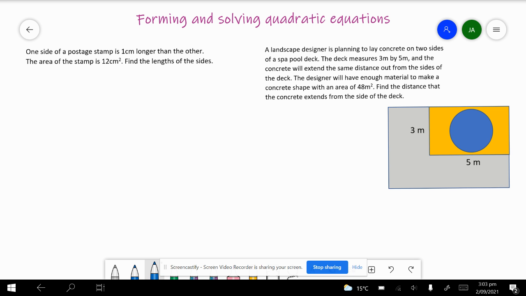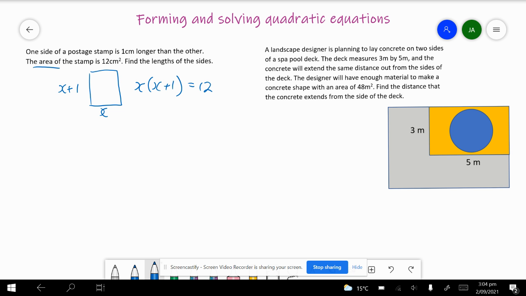So the first one here, we've got one side of a post-it stamp that is 1 centimetre longer than the other. The area is 12 centimetres squared. Find the lengths of the sides. So draw a diagram. Okay, so we'll let x be the shorter side, so therefore this length has to be x plus 1. And we do know that the area of the stamp is 12 centimetres squared. So that means base times height, or length times width: x times (x plus 1) equals 12.